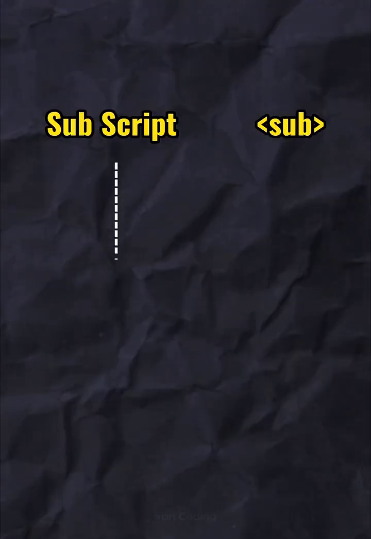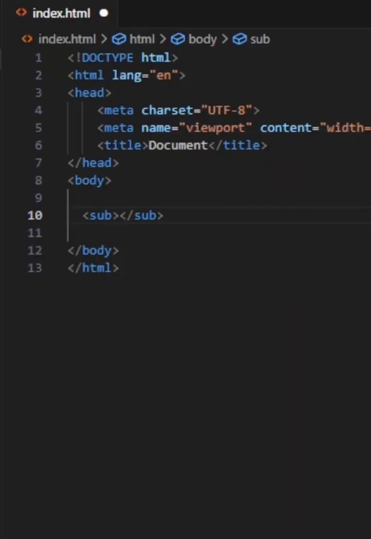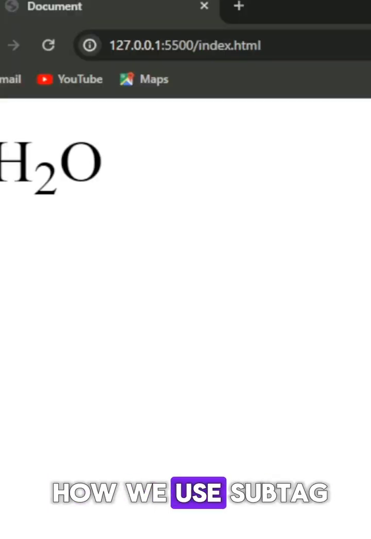Next, subscript tag and superscript tag. Subscript tag is used to write formula. For example, to write H2O, we use sub tag and write 2 between it. Write H at starting and at ending, write O. This is how we use sub tag.